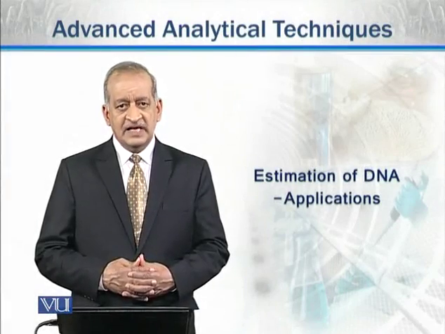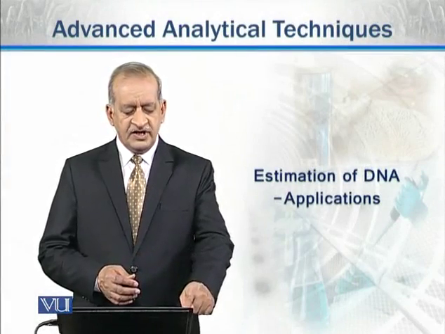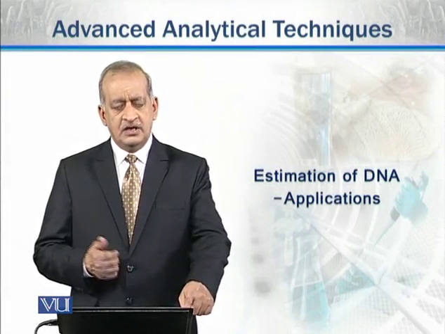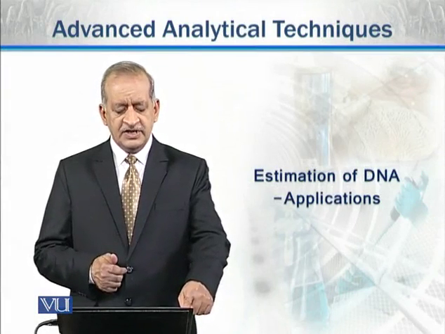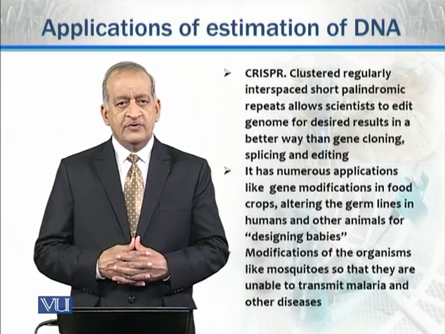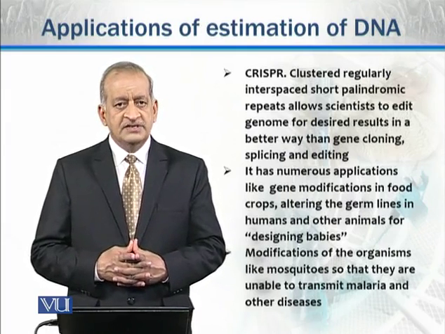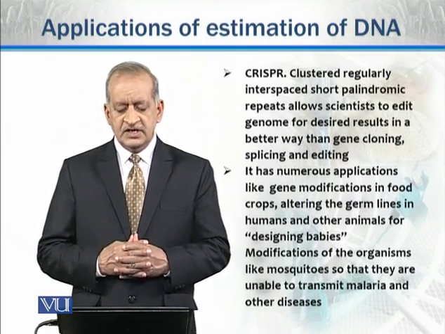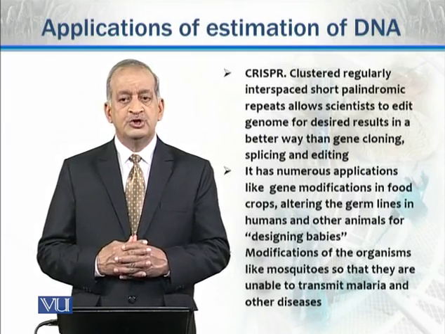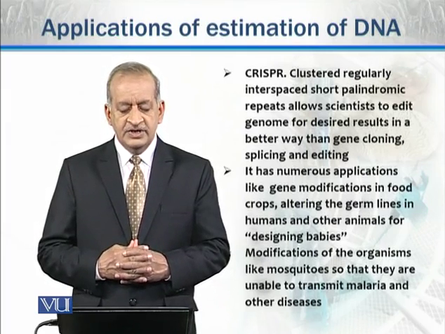So now we'll discuss applications of estimation of DNA. So कहाँ DNA इसकी applications जो होती हैं. So first of all is CRISPR. What is it? CRISPR is clustered, regularly interspaced, short palindromic repeats.